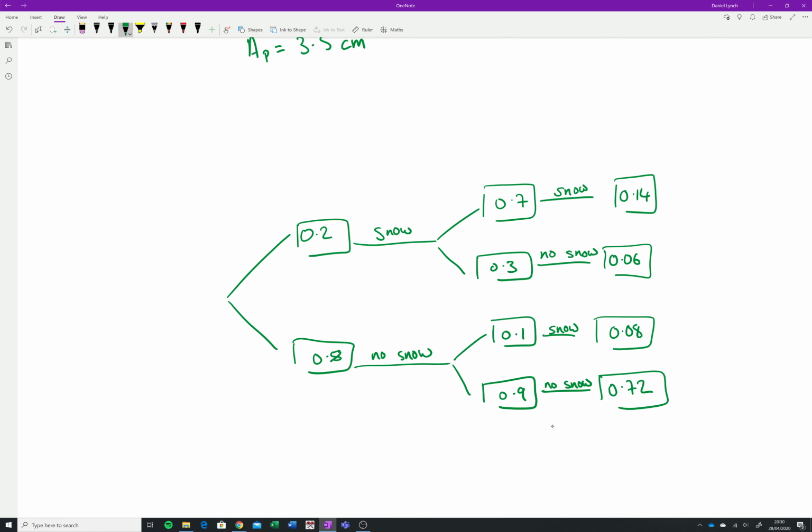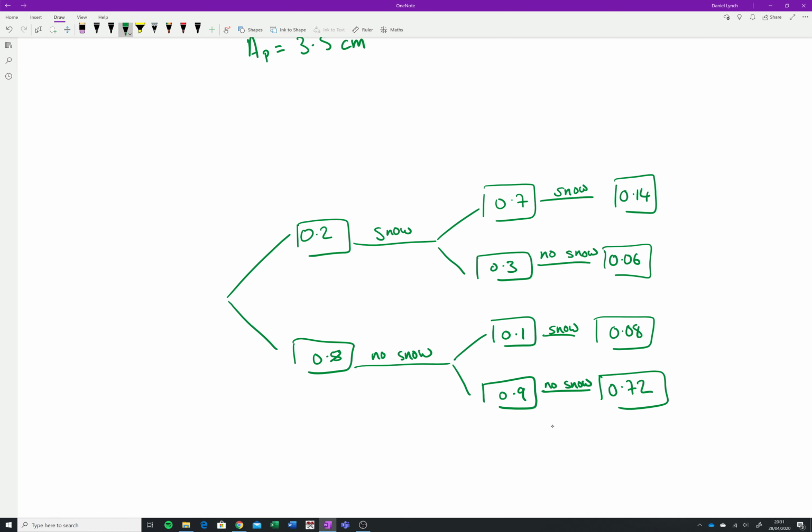Use the tree diagram to complete the following sentences. The probability that it snows 2 days in a row. So what do we need? We needed snow and snow again. We just saw that that one was 0.14. The probability that it snows on at least one day. Remember that for it to snow 2 days in a row, you needed snow and snow. When you see something and something, you multiply.